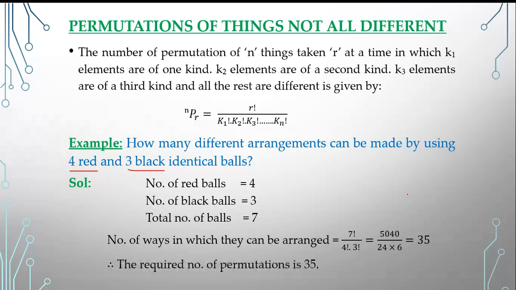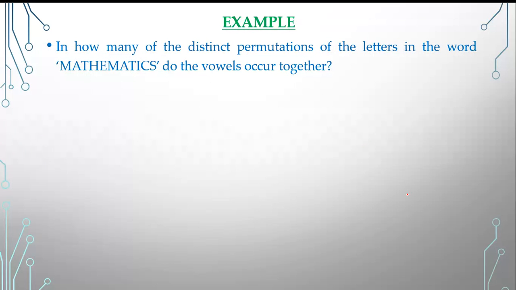Clear? So actually you have to see that in permutation you have to calculate the arrangement, and in combination you have to calculate the selection.